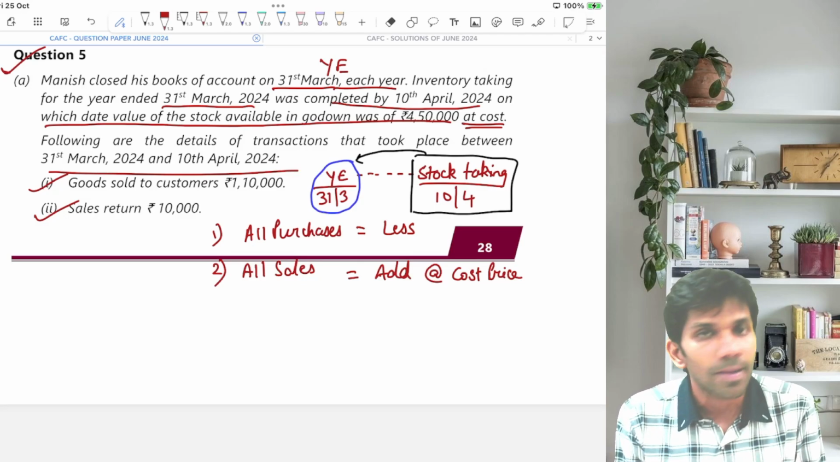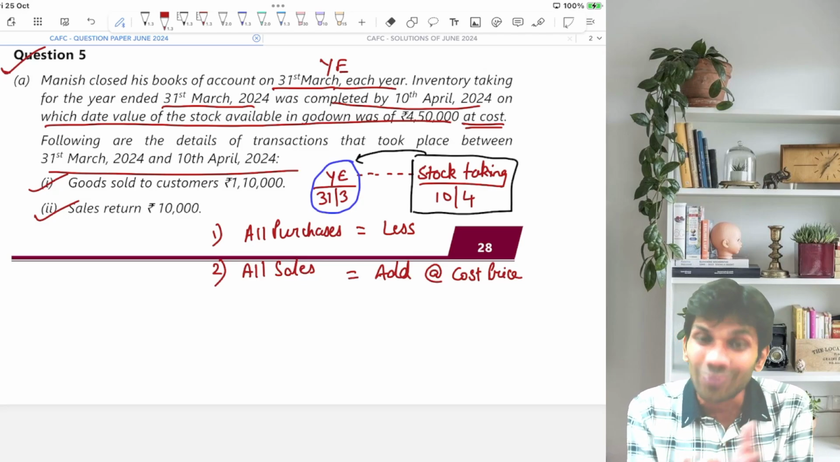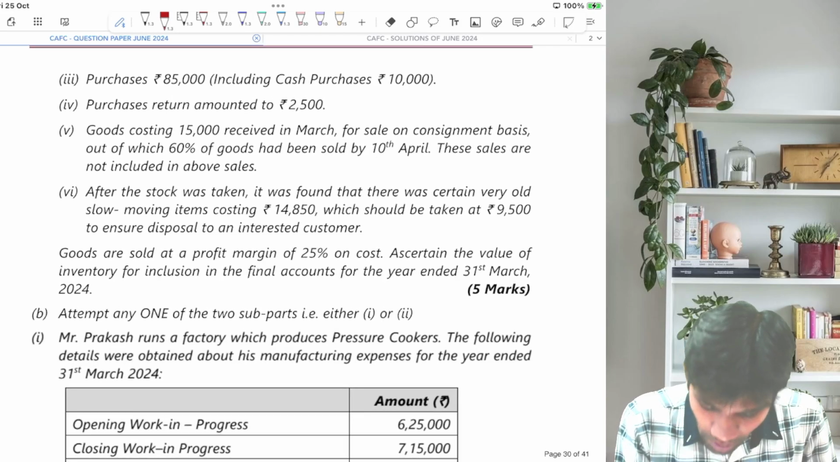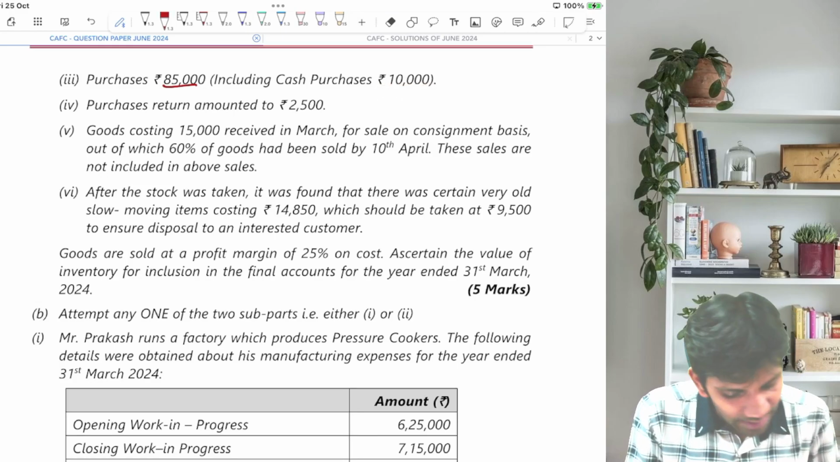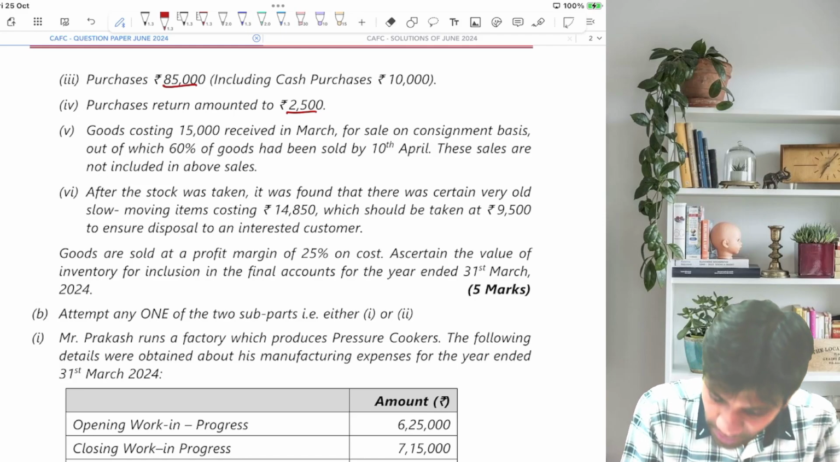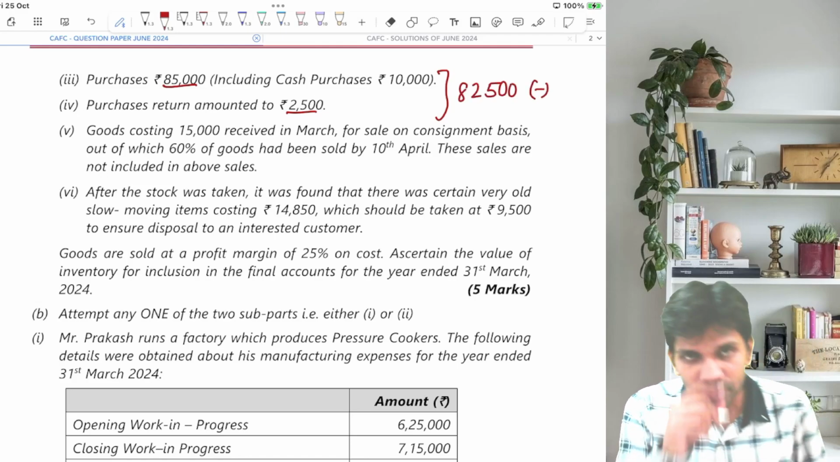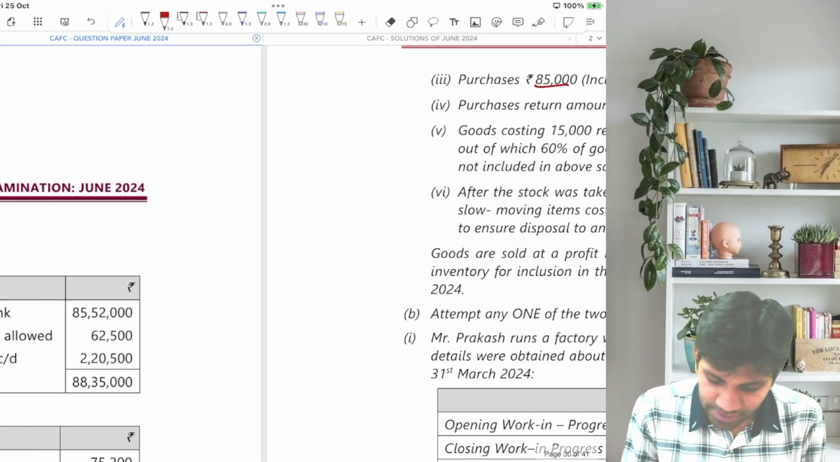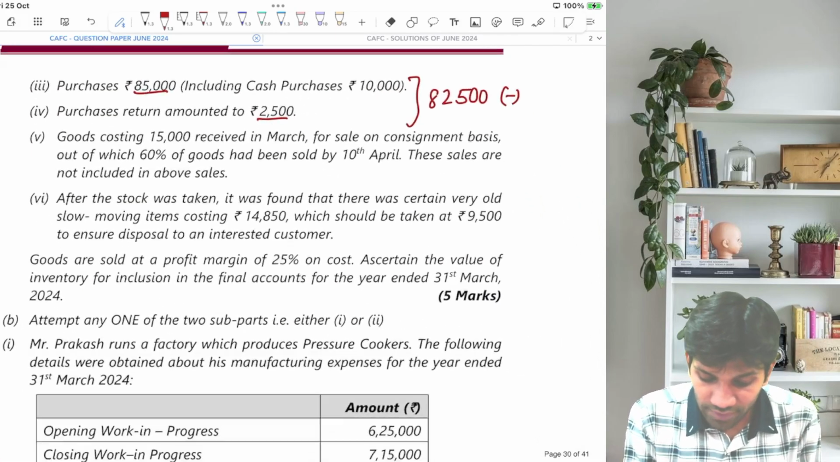What is the net sales? 1 lakh. But this is selling price. We need to bring these goods at cost price. So let's go ahead. Purchase is 85,000 including cash purchase. That doesn't have any meaning. Purchase return is 2,500. So what are the net purchases? 85,000 minus 2,500, net purchases are 82,500. And what will be done with purchases? This will be deducted from the stock to find out the correct stock, and net sales will be added at cost price, but still we don't have the cost element.